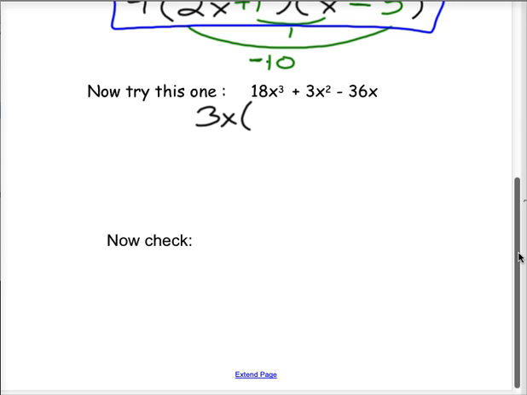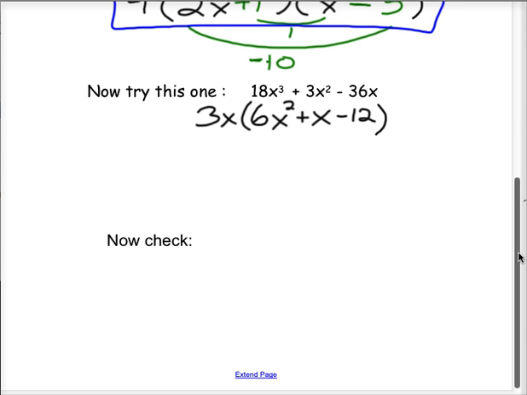So when I do that, 18 divided by 3 gives me 6. X cubed, and I'm taking one of those away, leaves me with an x squared. 3 divided by 3 is just 1, so I'm going to leave it. X squared, pulling one of those x's out, so that's just an x. Negative 36, and I'm pulling a 3 out. Well, that's going to leave me with a negative 12. And then x, pulling an x out, won't have anything. So there is my factored form, all right?